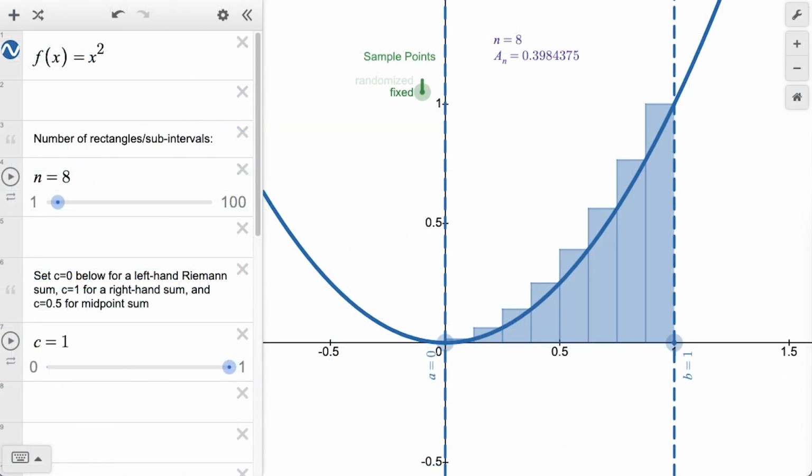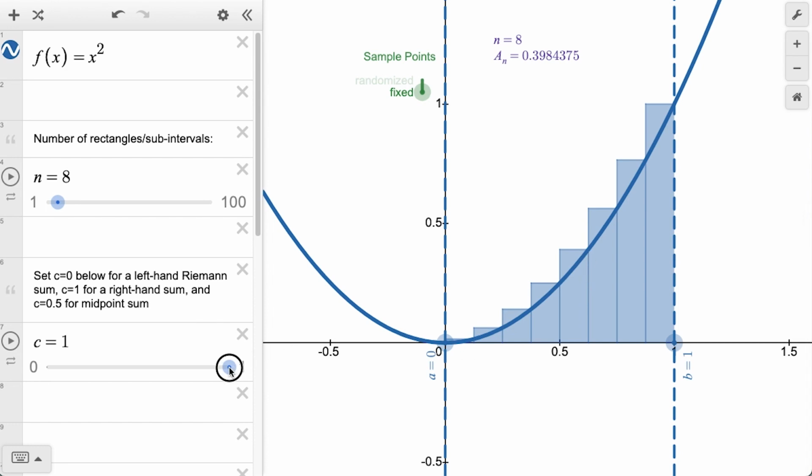Okay, so here is the curve y equals x squared, and we're just looking at the interval from 0 to 1. And right now the sample point is the right endpoint of each interval. So the height of each rectangle is the value of the function at the right endpoint of the rectangle.